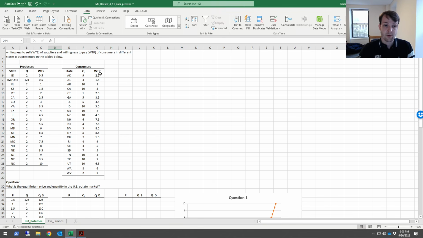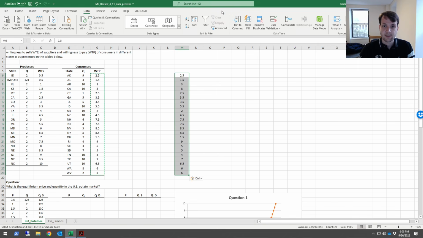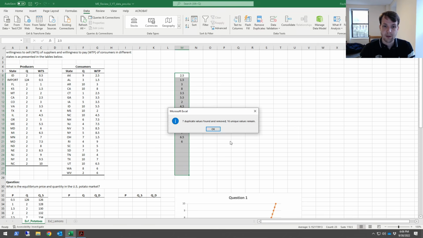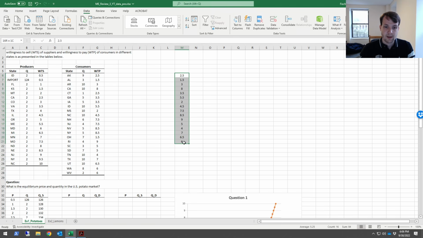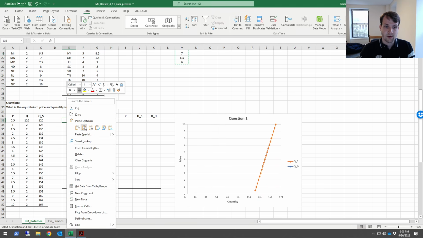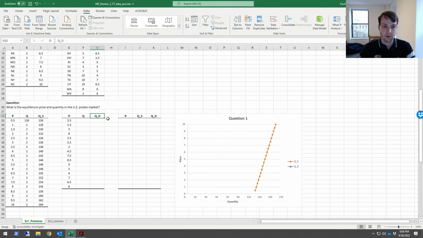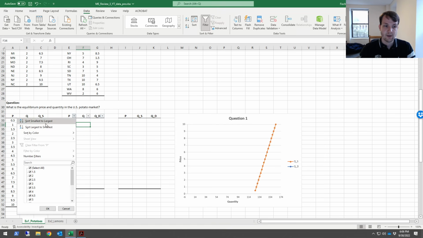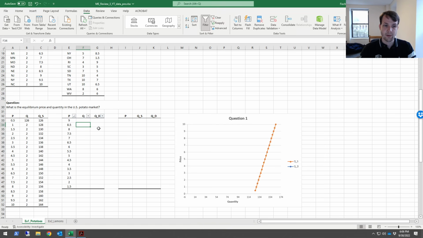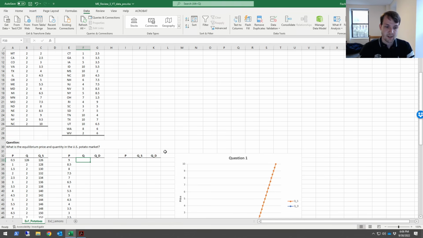Now we're going to do the same for the consumers. Again, we're going to make sure that these prices are unique. We're going to remove all duplicates. There we go. And then we're going to copy those over into this table that we're going to use for the quantity demanded, hence QD. As I said, we have to sort them in descending order, from largest to smallest. We want the person with the highest willingness to pay to be served first.